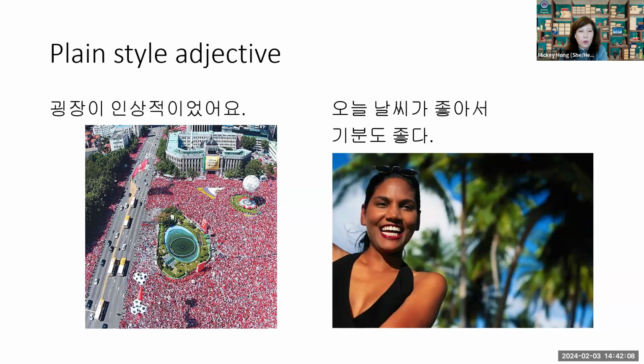And you state formally like something was very impressionable. 인상적이었어요. You have the yo in there, but when you are making a statement informally or expository, 오늘 날씨가 좋아서 기분도 좋다. Like you would write in a journal like this because the weather is good today. I feel good as well. That's how you would write in your journal.